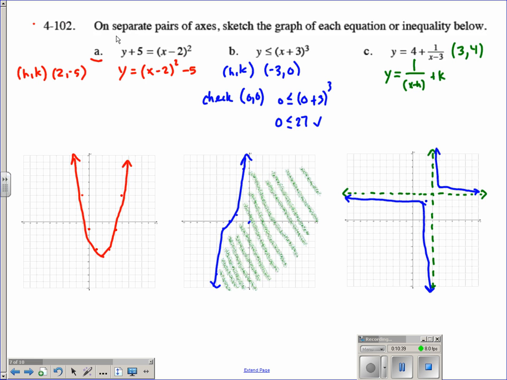Now, does it ask us to do anything else? I don't think so. So it says 4-102, we've sketched each of our different graphs here. We have a parabola, we have a cubic function, and we have a hyperbola. This is problem 4-102. I hope this helped you out.